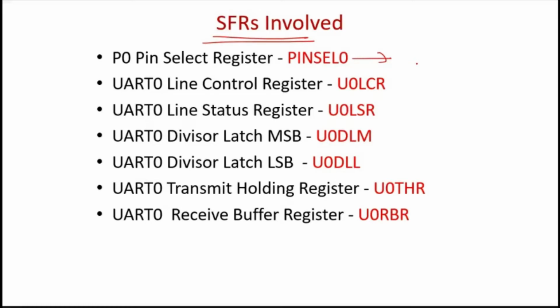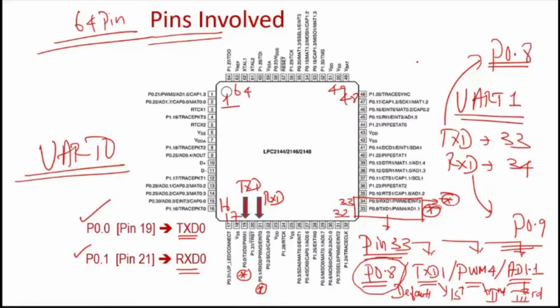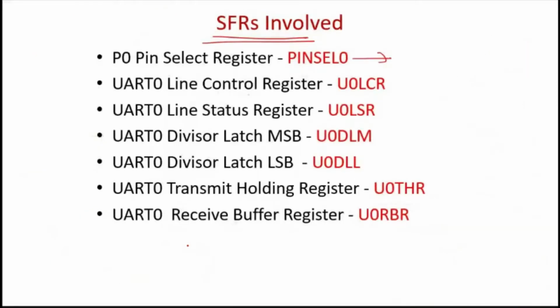I am planning to use port 0 and port 1, port 0.0 and 0.1 pins of LPC 2148 as transmit and receive, not the general purpose GPIO. So in that case, you have to tell the microcontroller that I am planning to use those 2 pins, port 0.0 and 0.1 as transmit pin and receive pin. So which SFR is used for that? Pin select SFR.